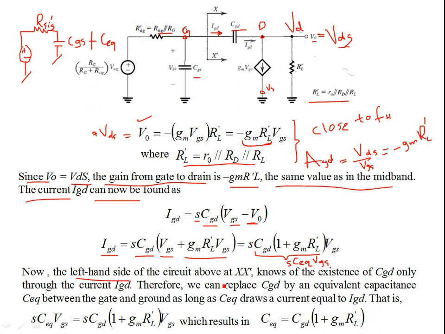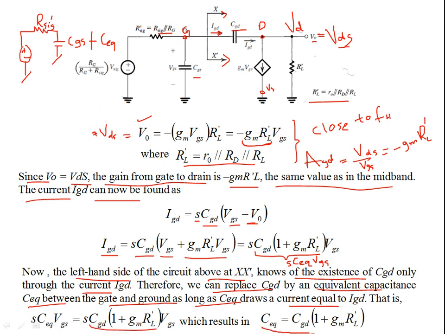So now the left hand side of the circuit, that's about XX prime. Around this point, XX prime, it knows the existence of CGD only through the current IGD, because the MOSFET is driving the current, and that's due to CGD. Therefore, we can replace CGD by an equivalent capacitance, C equivalent, between the gate and the ground, as long as C equivalent draws the current equivalent to IGD. So this is the expression. SC equivalent VGS is this expression. This is the C equivalent.